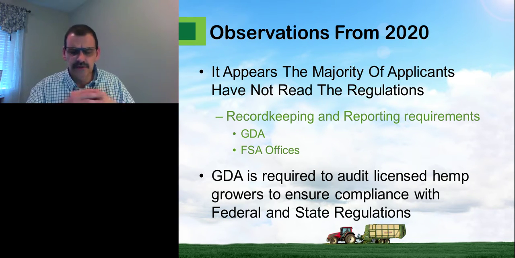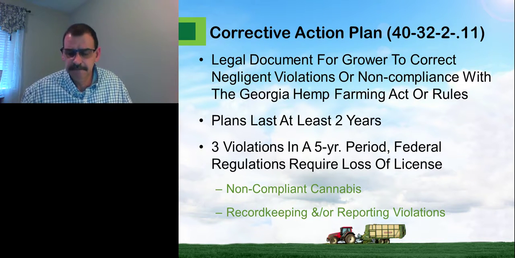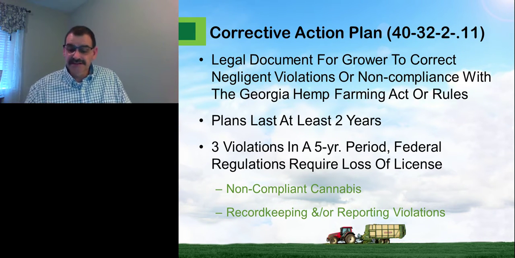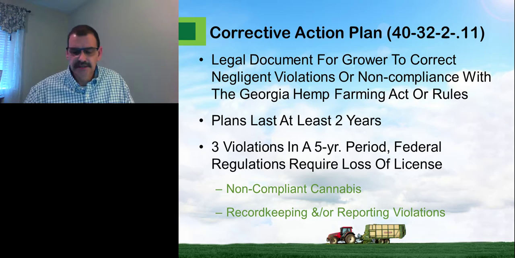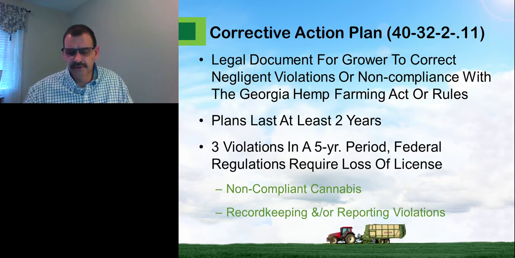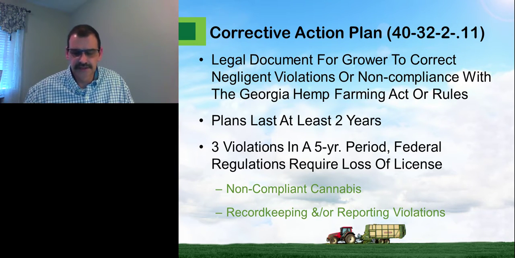I want to talk about corrective action plans for a minute. A corrective action plan is something that's actually required by USDA. If it's discovered that a grower unintentionally or negligently violated the Georgia Hemp Farming Act or the regulations, then the state and the grower will enter into a corrective action plan. These plans are a legal document, and basically it's a plan on how you intend to avoid violating state or federal regulations in the future. So it's a combination of both correction and compliance. An intentional violation is handled differently, but this is for unintentional violations.